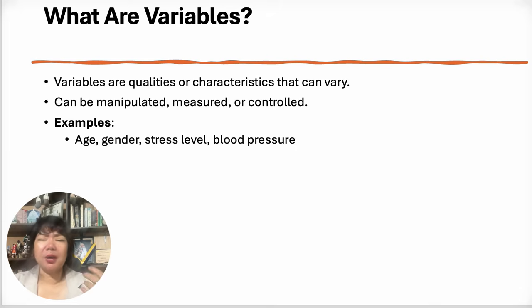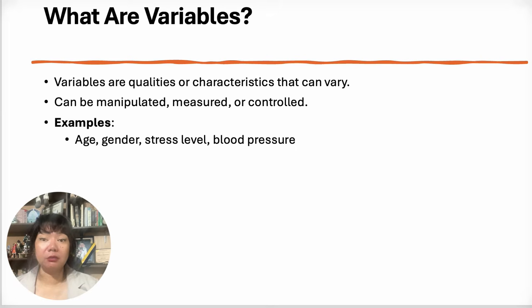So, paano ginagamit ang mga variables sa research? How are variables used in research? So these variables can be manipulated. So you can change the variable on purpose. For example, giving participants different doses of caffeine, di ba? So gina-measured siya, you can observe or quantify it. So another example, using a thermometer to measure body temperature.